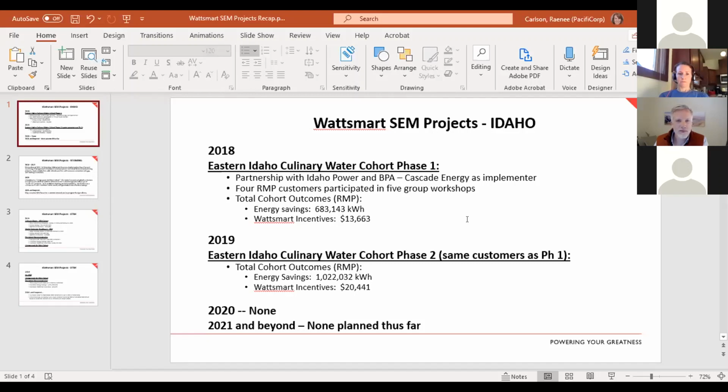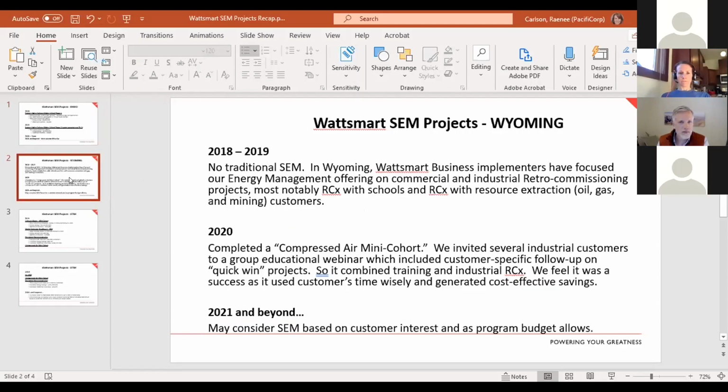And in Idaho, we're just looking for the best fit for energy management up there. I don't believe that we have any traditional SEM planned at this time, but we may as opportunities present themselves. For Wyoming, we've had a little bit harder time cracking that nut for SEM. It's small business and then large industrial in our territory, right? And so we haven't done any traditional SEM thus far.